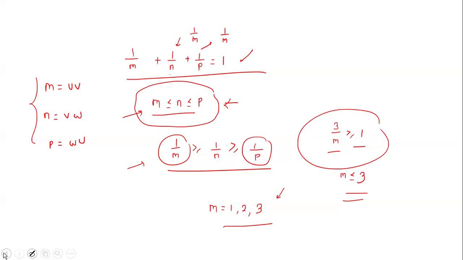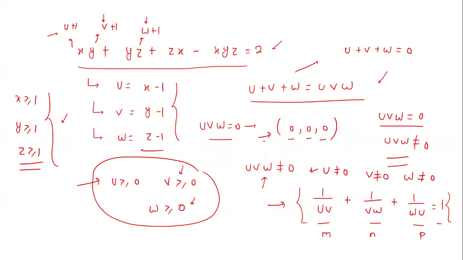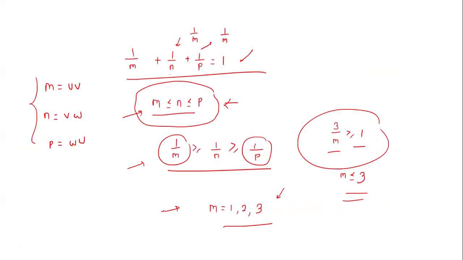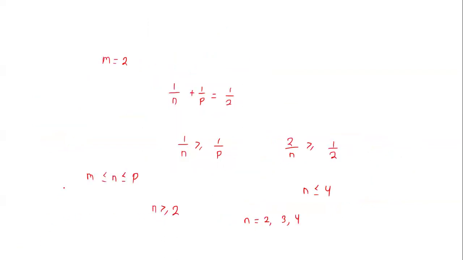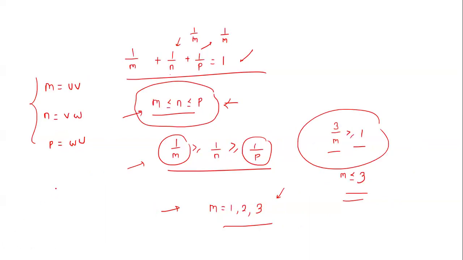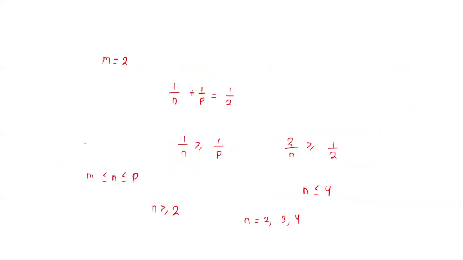We initially saw the 0, 0, 0 case, so the remaining cases are 1, 2 and 3, and we are not including 0. If I take m = 1, then this equation becomes 1/1 + 1/n + 1/p = 1. From here I get 1/n + 1/p = 0, which is not possible. So in the m = 1 case, there is no solution.